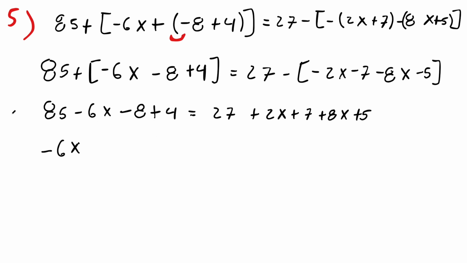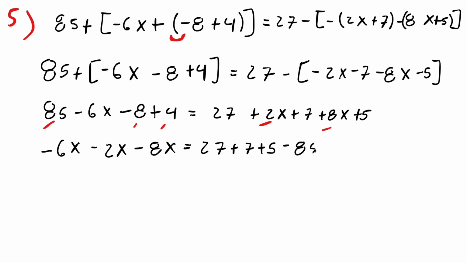Minus 6x, and then we don't have anything else, so we must switch sides. Plus 2x becomes minus 2x, 8x becomes minus 8x. So that is equal to 27 plus 7 plus 5 and then the common terms on the other side. 85, 8 and 4. Minus 85 plus 8 and minus 4. Is that clear? I hope it is.